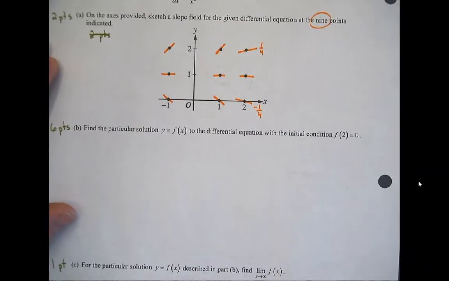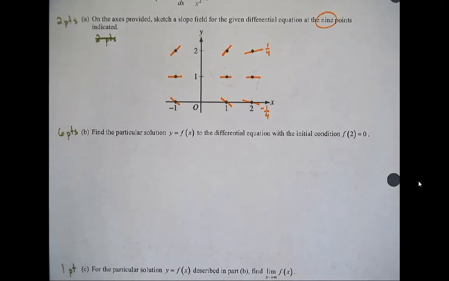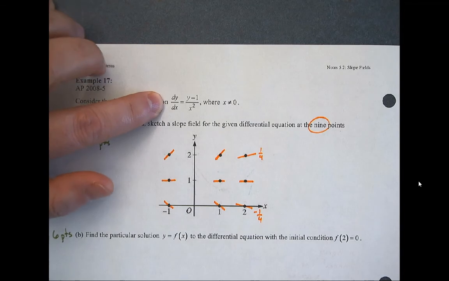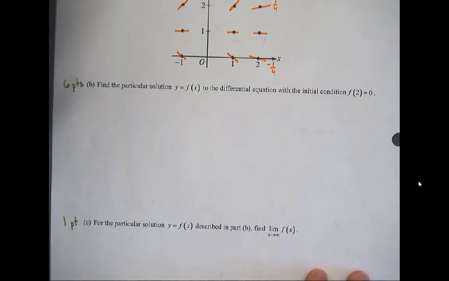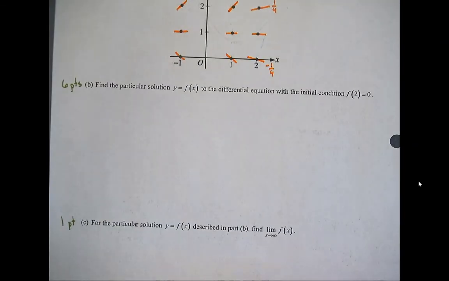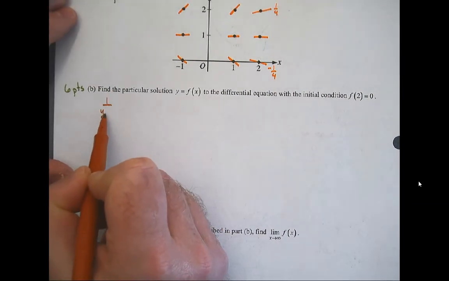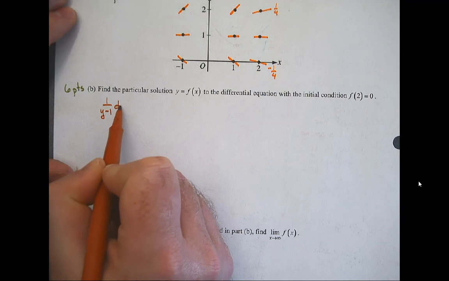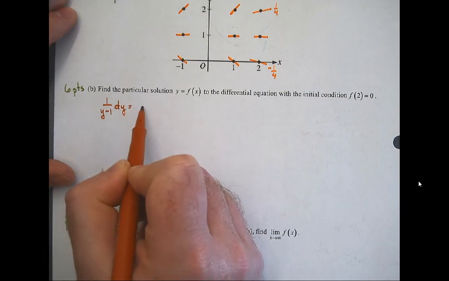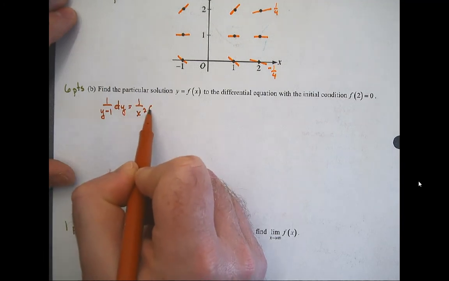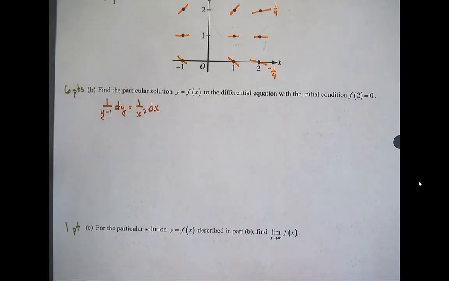So 6 points here, but there's a lot of algebra going on in part B. We're going to find the particular solution. 1 point is taking the differential equation and separating the variables. So the first thing I'm going to do is rewrite this as 1 over y minus 1 dy equals 1 over x squared dx. Now I'm going to integrate.